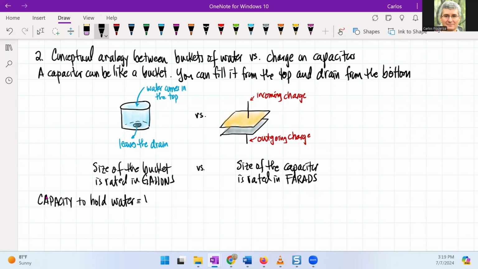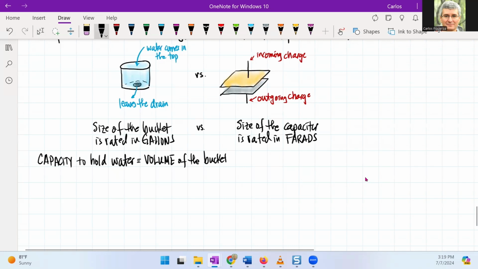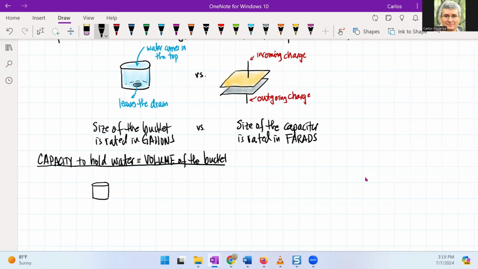So if I hold water, then we talk about the volume of the bucket. Let's look at this analogy first. What I have to do here is compare a smaller versus a larger bucket. So let's say that I have this bucket right here. And you can clearly see that this guy is fairly small. So this is only going to hold a little bit of water. On the other hand, what if I have a bucket that looks like this? Well, that's a much larger bucket.